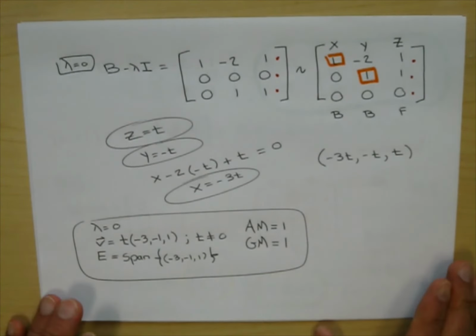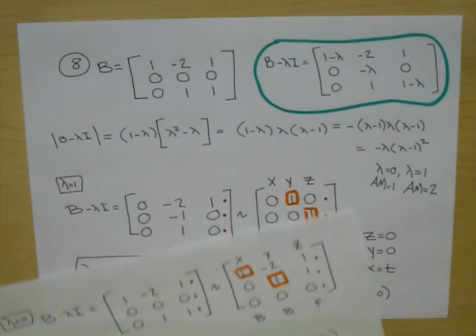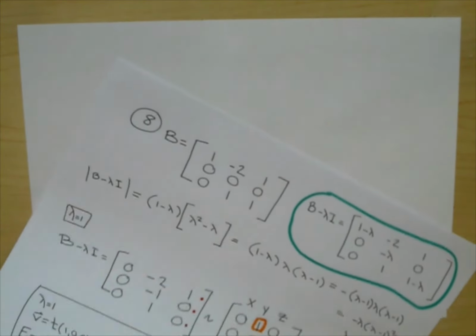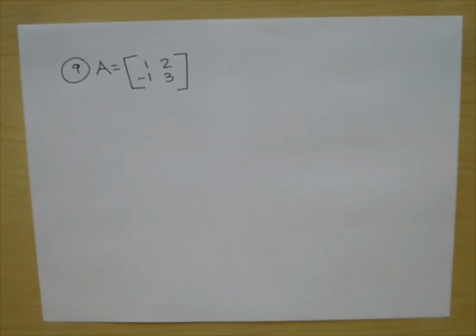Our matrix B is defective, which we'll learn what that means as we continue. There's something called diagonal matrices or diagonalizable, and we will talk about that in the next section. So we have number 8 is complete. We will do our last problem, and that is problem number 9.